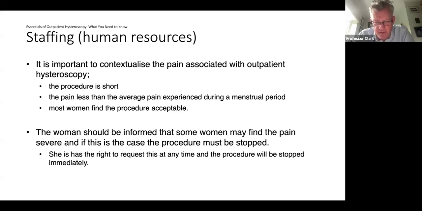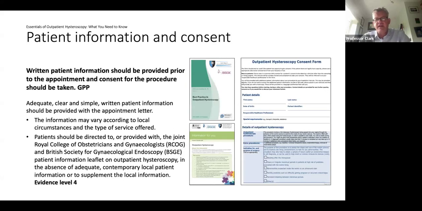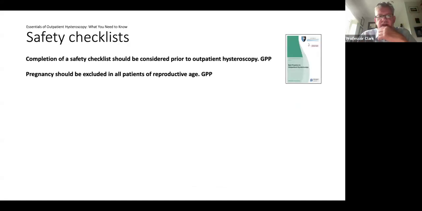But for those women that do find the pain too much, it's important that you're cognizant of that and you stop the procedure. And again, we've touched on patient information giving and consent. This is important, but it should all be done in advance of the procedure and then reinforced on the day of the procedure.